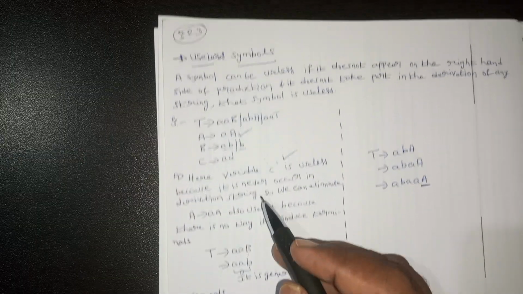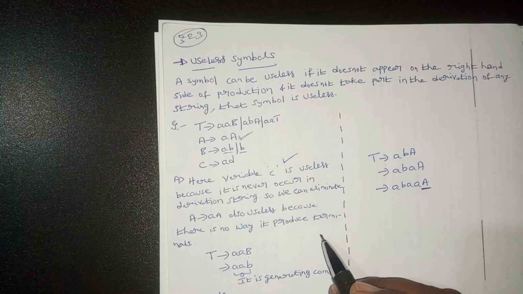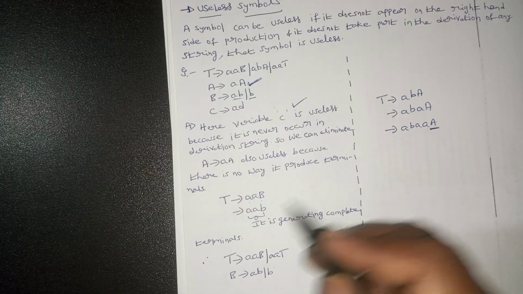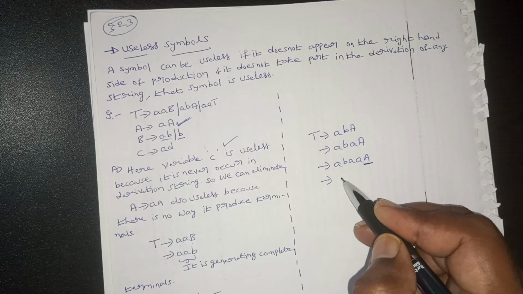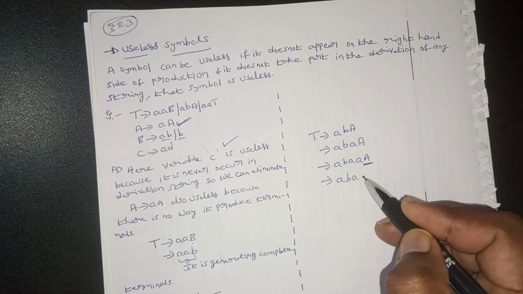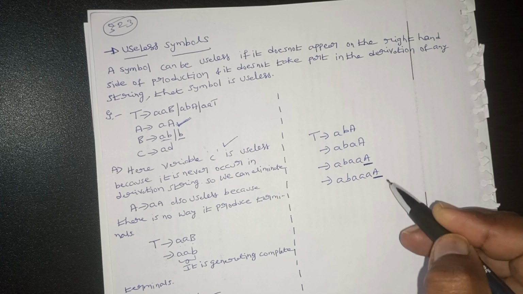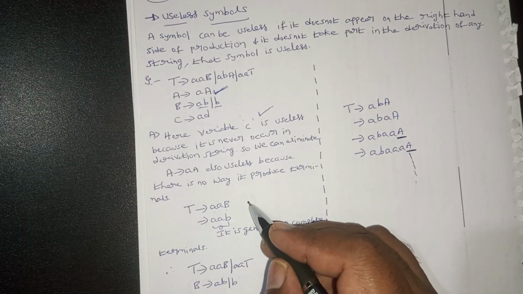Why is C useless? Because it is not appearing anywhere on the right hand side. Why is A also useless? Because A is not generating any string like this. See, by observation here, for example you take one more time A B A, in the place of A again I have to take A, there is no ending for the A, it keeps generating. That is why A is also a useless symbol.